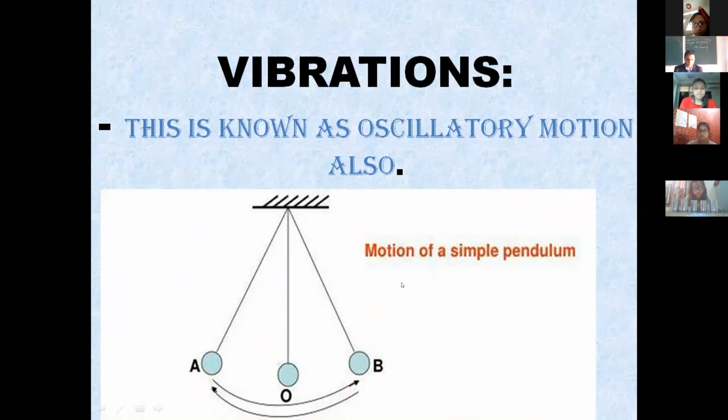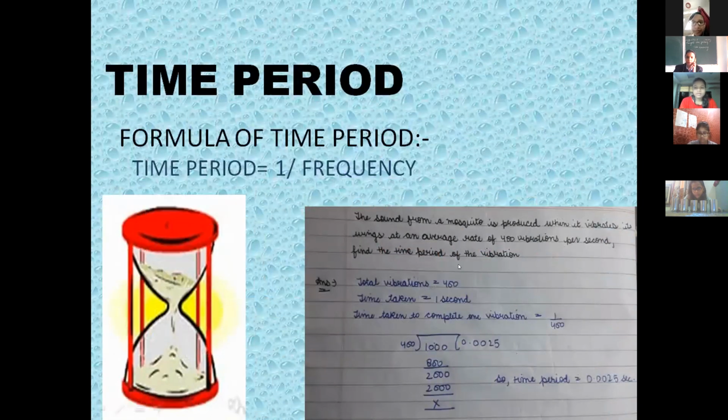Second is vibration. Vibration is the to and fro motion of an object. This is also called oscillatory motion. You can see the motion of a simple pendulum here. Next is time period. The time taken by a vibrating body to complete one oscillation is called the time period. The formula of time period is equal to 1 by frequency.